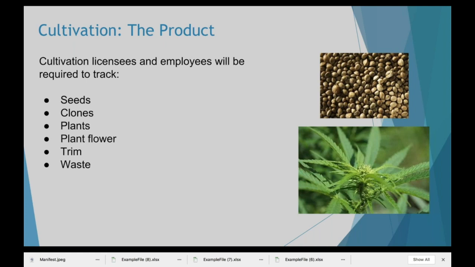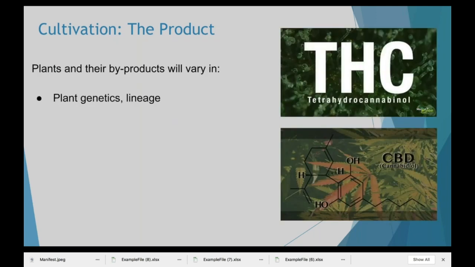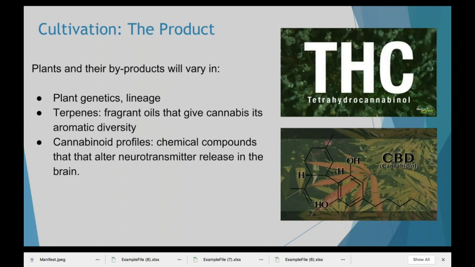All marijuana plants are not alike, and the plants will produce many different byproducts and records. Plants and their products will vary in plant genetics, terpenes, and cannabinoid profiles, which will all be important data points for a cannabis cultivation company to report on. Plant genetics, plants with specific lineage, will produce consistent compounds, cannabinoids, including THC and CBD, as well as terpenes during flowering.